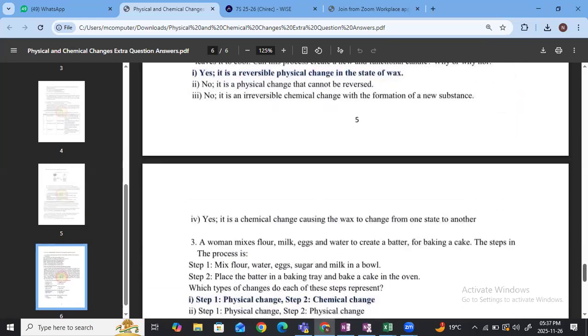Next is a woman mixes flour, milk, eggs, and water to create a batter for baking a cake. The steps in the process: step 1, mix flour, water, eggs, sugar, and milk in a bowl. Step 2, place the batter in a baking tray and bake the cake in the oven. Which types of changes do each of the steps represent?